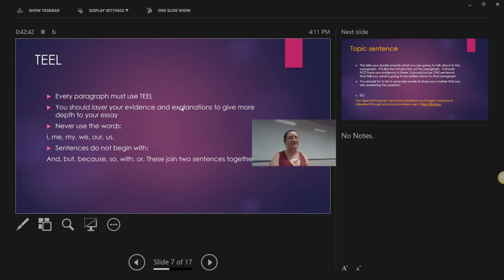Other little tidbits. Sentences do not begin with and, but, because, so, with, or. They are joining. They're called conjunctions. They join sentences together. They do not begin them. We often do begin them in our own speech, like when we're talking, fine. In essays, no. If you were doing creative, you've got creative license. You can do it.